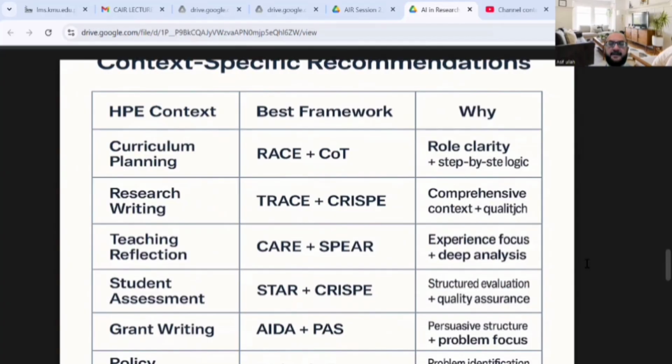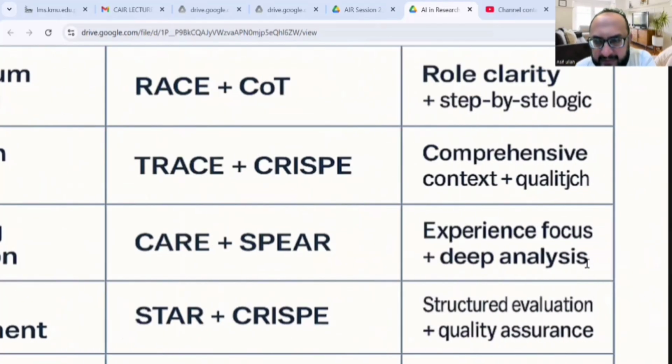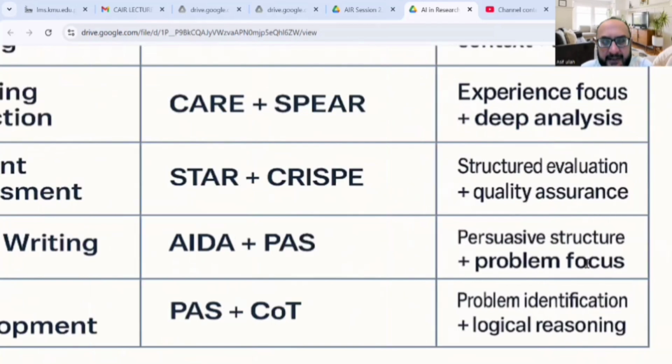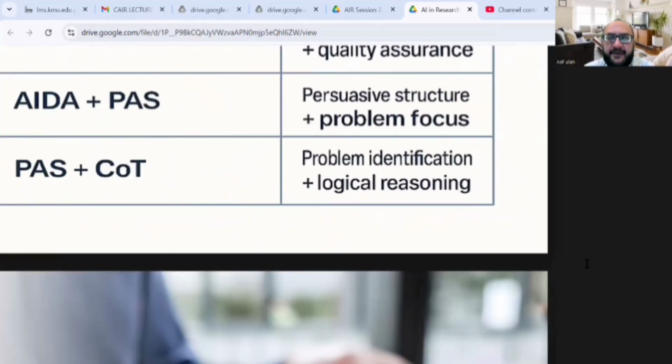In health professional education, when we are planning curriculum, we focus on ROLE and CRAFT because of role clarity and step-by-step logic. For research, strategic choices are TRACE and CRISP because they are comprehensive, context- and quality-driven. Teaching reflection: CARE and SPEAR, experience-focused with deep analysis. Student assessment: STAR and TEST, structured evaluation with quality assurance. Grant writing: AIDA plus PAS, a structure with problem focus. Policy development: PAS plus context, problem identification with logical reasoning.